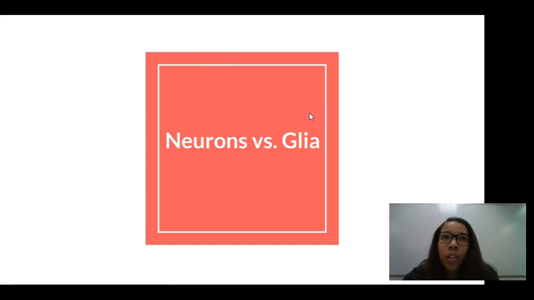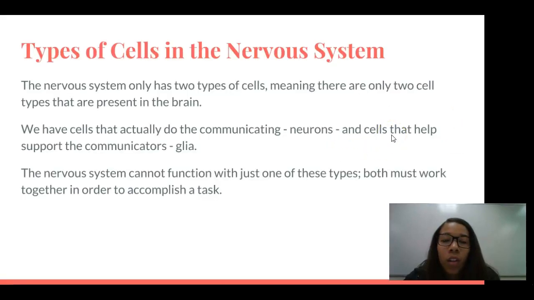So the first part that you should know is the difference between neurons and glia. So, in the nervous system, I'm going to verbally say it. I also wrote it down for you guys to see. In the nervous system, you are only ever going to have two types of cells. That's it. You're either going to be a neuron or a glia. Neurons, in general, are the ones that do the communicating, and then glia basically support them in whatever they do.